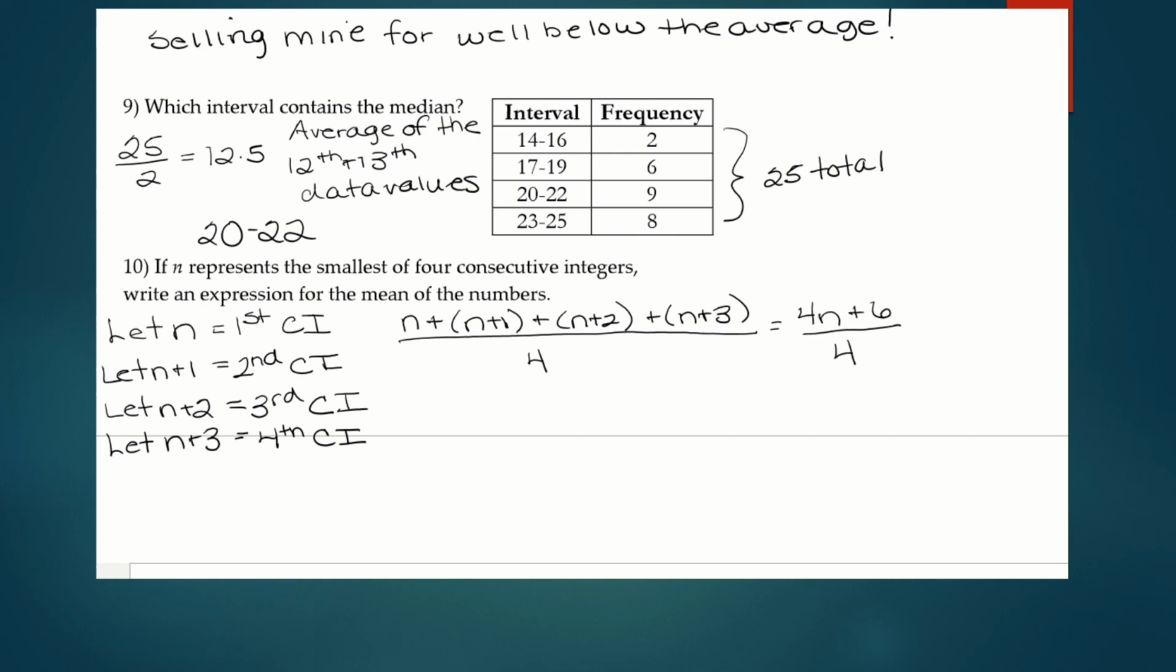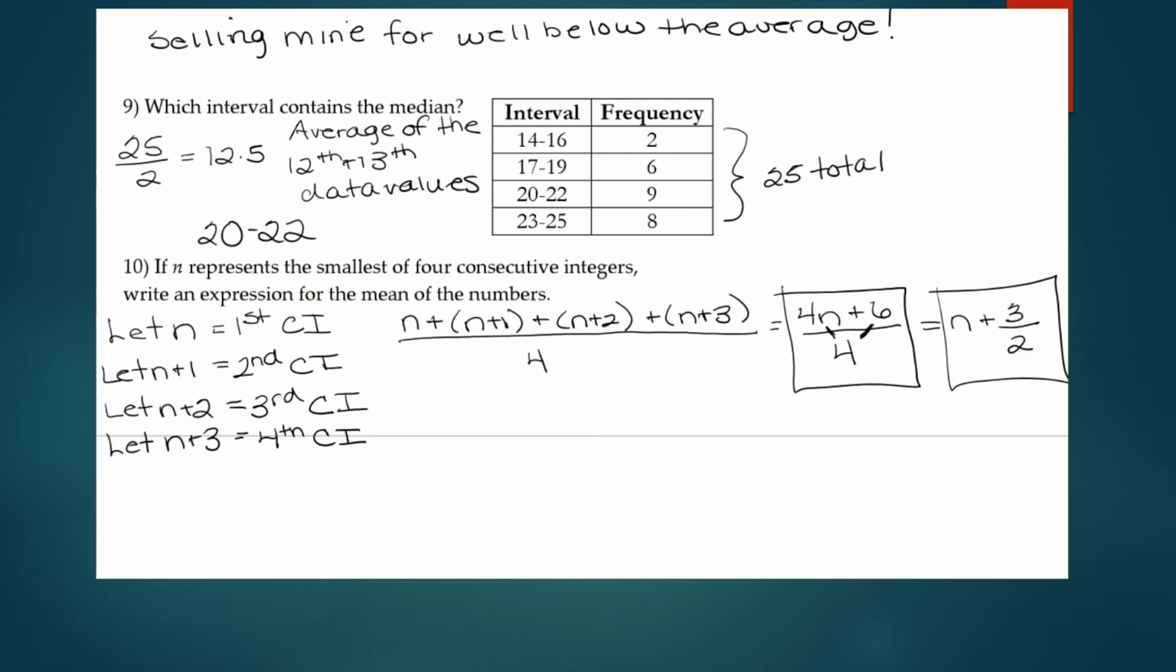So here's an expression for the mean of the numbers. If you want to take this a step further and simplify this fraction, 4n divided by 4 gives us just n, plus 6 divided by 4, which simplifies to 3 halves. So either one of these would work. If you didn't feel like simplifying it, that's okay. 4n plus 6 over 4 is just fine. All right, so there is your introduction to statistics. Tomorrow, you're going to be moving on to representing data graphically.